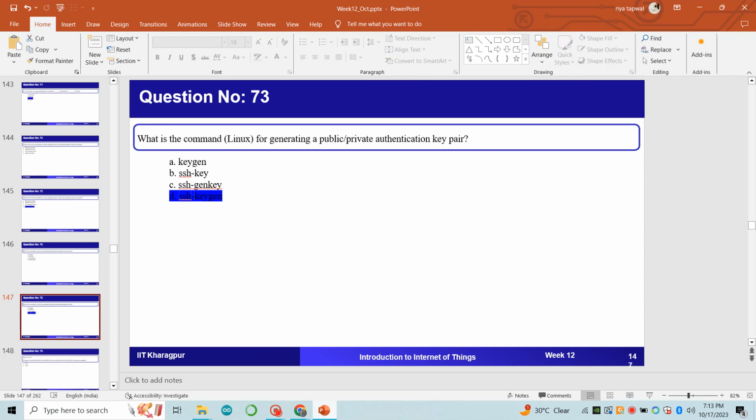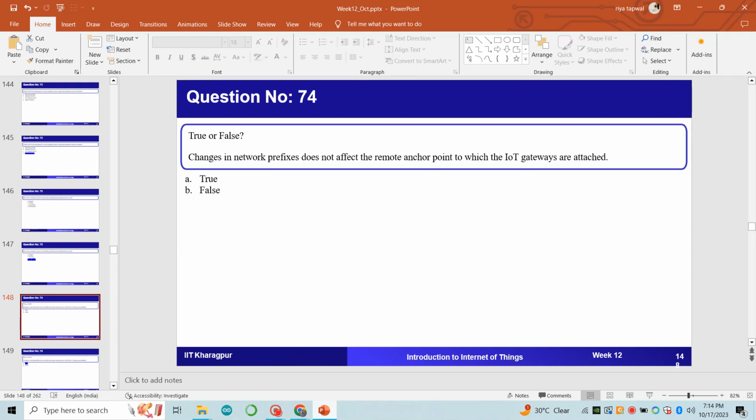Yes, option D is correct. SSH key gen. Next question is, true or false? Changes in network prefixes does not affect the remote anchor point to which the IoT gateways are attached. Is this statement true or false? False. Anyone else?